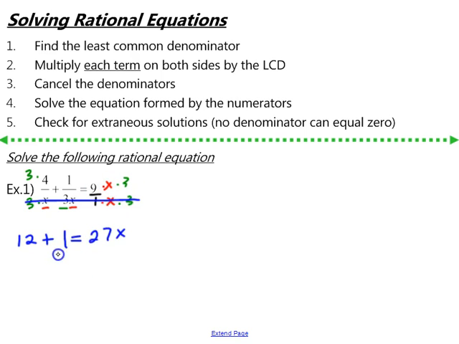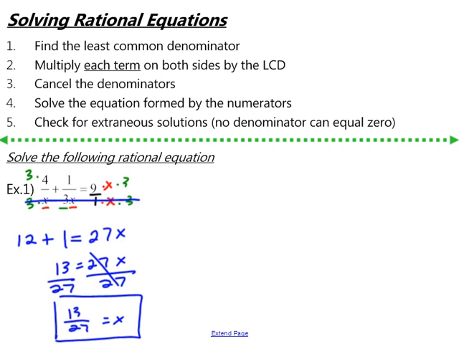And then we want to go ahead and solve this equation. So 12 plus 1 is 13, equal to 27x. Divide both sides by 27. And then we are left with 13 over 27 equals x.